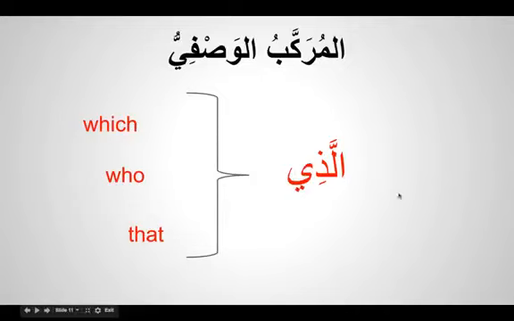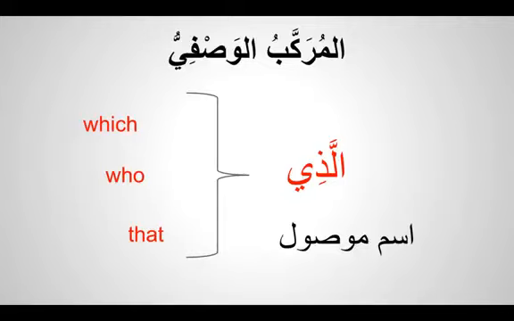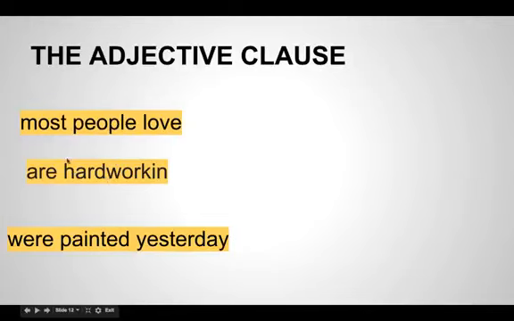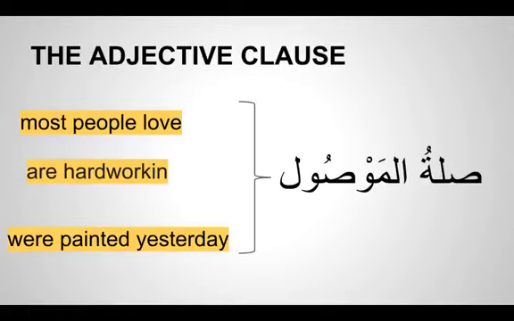So what is this alladhi called? Alladhi is called ismu mausul. Ismu mausul. So this is a descriptive word. The subject phrase is called ism mausul, and after the subject there is a phrase which describes that subject. So in English we call it a phrase, and what do we call it in Arabic? It's called silatul mausul. Silatul mausul.